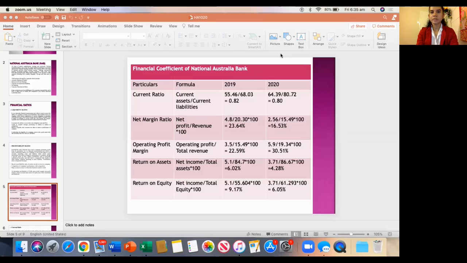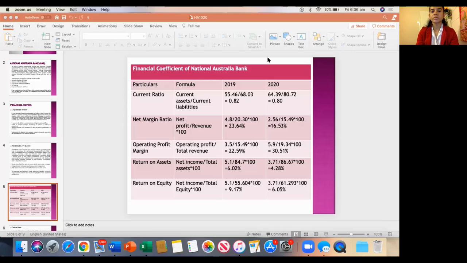As a part of group assignment video presentations, we have calculated different ratios for NAB bank and presented them on the chart. They are current ratio, net margin ratio, operating profit margin, return on assets, and return on equity. Almost all ratios are in a favorable position. The current ratio is less than 1, so that means the company does not have that much liquidity. In comparison to 2019, the company is still doing well.